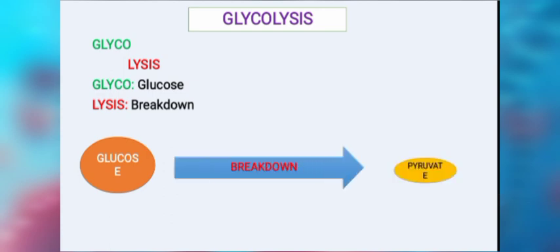Glycolysis is a combination of two words, glyco and lysis. Glyco means glucose and lysis means breakdown. So literally, glycolysis means glucose breakdown to produce pyruvate.